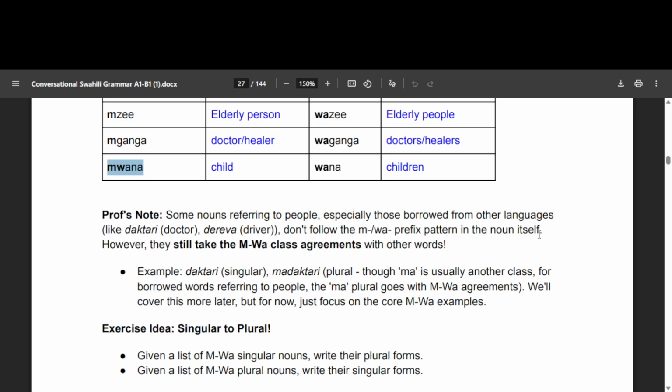Next word is walimu. Walimu, teachers. What is its singular? Mwalimu. Thanks. One more. Madereva. Drivers. What is the singular? Dereva. That's correct. Thank you so much. We continue.